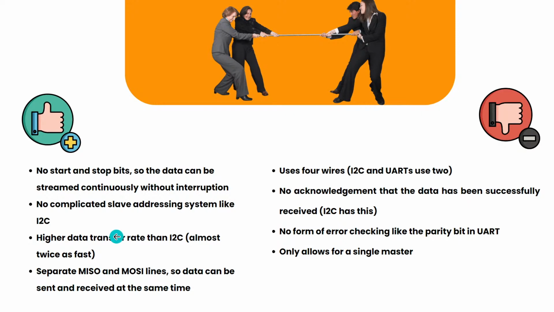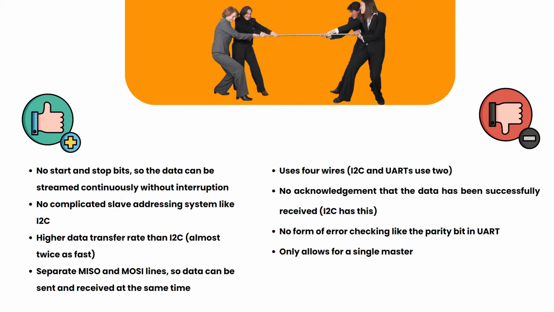And there is a separate line for MISO and MOSI, so data can be sent and received at a time. Coming to disadvantages, it uses 4 wires. If you are taking UART or I2C, it requires only 2 wires. But SPI requires 4 wires and has no acknowledgement that the data has been successfully received or not.